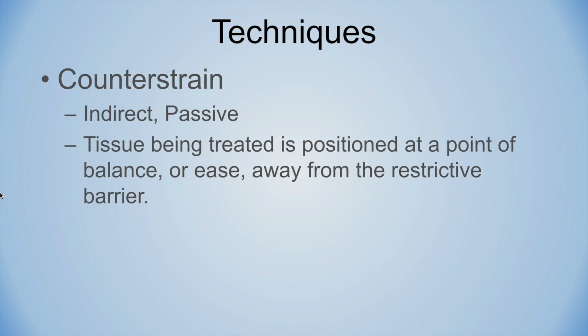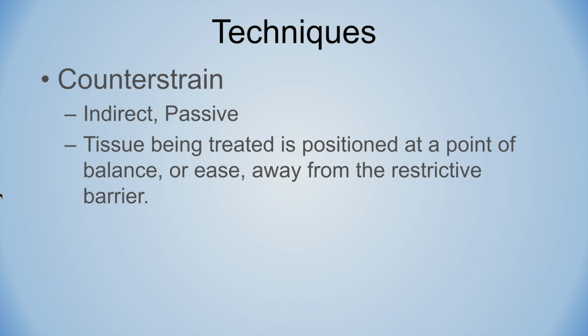And then in counter strain, you use an indirect and passive technique where the tissue that's being treated is positioned at a point of ease or balance, and you bring it away from the restrictive barrier. So if you envision, again, that bicep that is tight and in spasm having pain, you might flex the elbow as well as supinate the forearm, and then you might also flex the shoulder up to maximally shorten the biceps muscle.